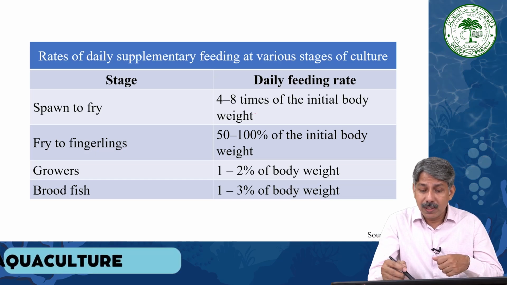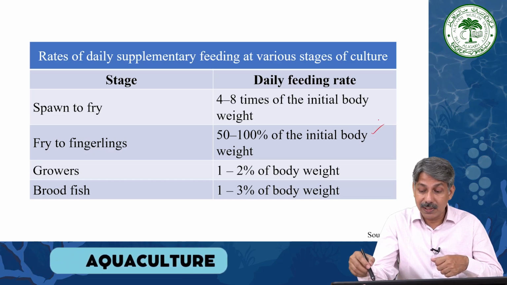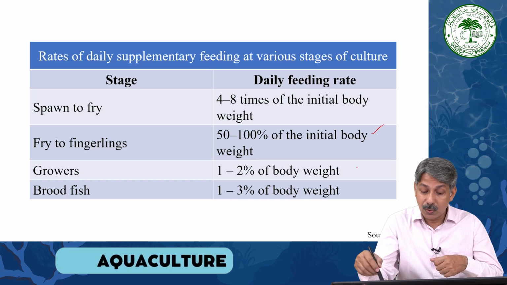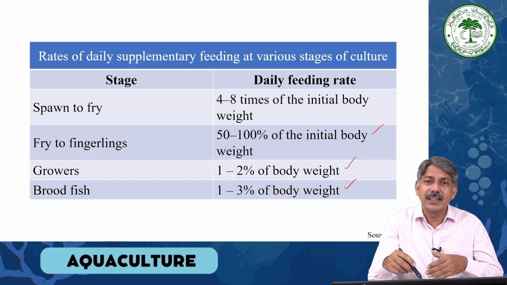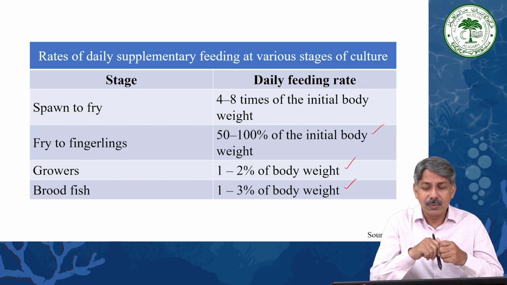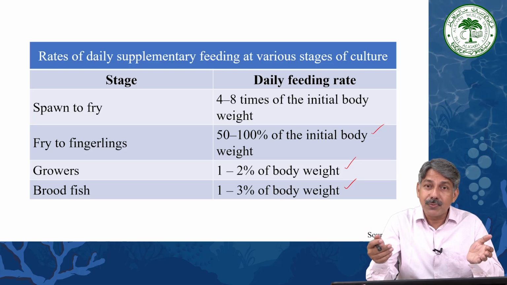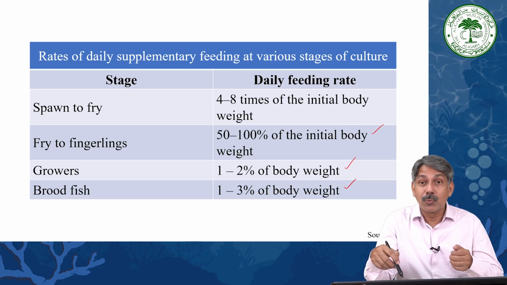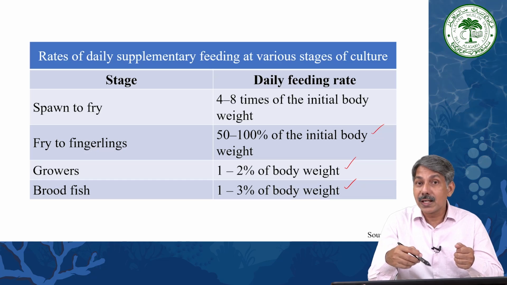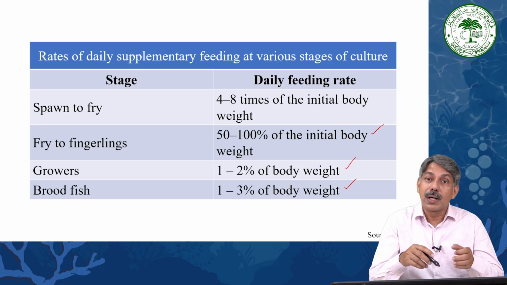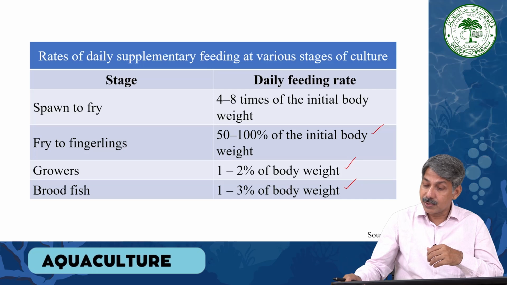Spawn to fry, about 4 to 8 times of the initial body weight, but fry to fingerlings 50 to 100% of the initial body weight. Then growers 1 to 2% of body weight, broodfish 1 to 3%. It all varies according to the species and the conditions. So depending on the conditions and the species, you will have to work out what the percent body weight requirement is. This we call the ration size or ration level of that particular fish species. So that ration level needs to be standardized for every species in different regions where fish culture has to be practiced.